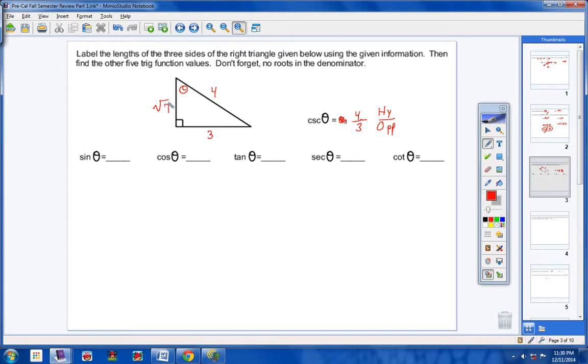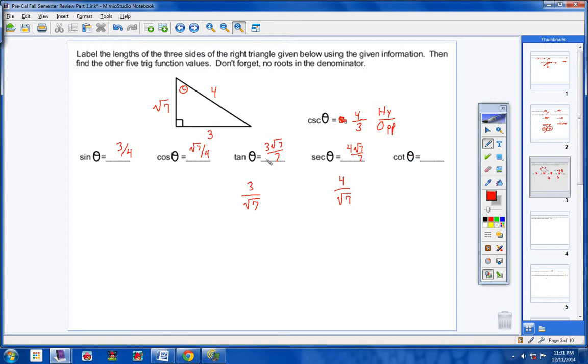Alright, now moving on, very quickly, let's find the sine of theta, opposite over hypotenuse, 3/4. Let's find the cosine of theta, adjacent over hypotenuse, square root of 7 over 4. Tangent, opposite over adjacent, so we get 3 over square root of 7. We're going to rationalize that, and we'll get 3 square root of 7 over 7. Secant would be the reciprocal of cosine, so we get 4 over square root of 7. We're going to rationalize that, so 4 square root of 7 over 7.